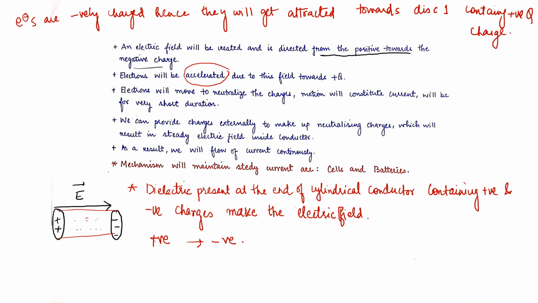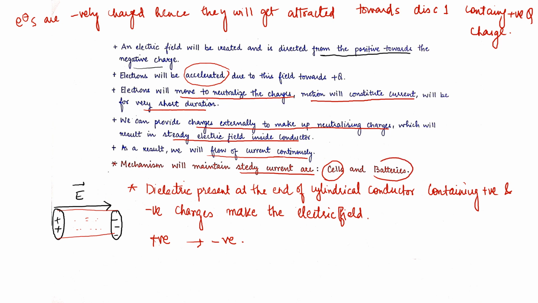Now electrons will move to neutralize the charges. This motion will constitute a current, but it will be of very short duration. We can provide charges externally to make up the neutralizing charges, which will result in a steady electric field inside the conductor. As a result, the current will flow continuously. The mechanisms that maintain steady current are called cells and batteries.